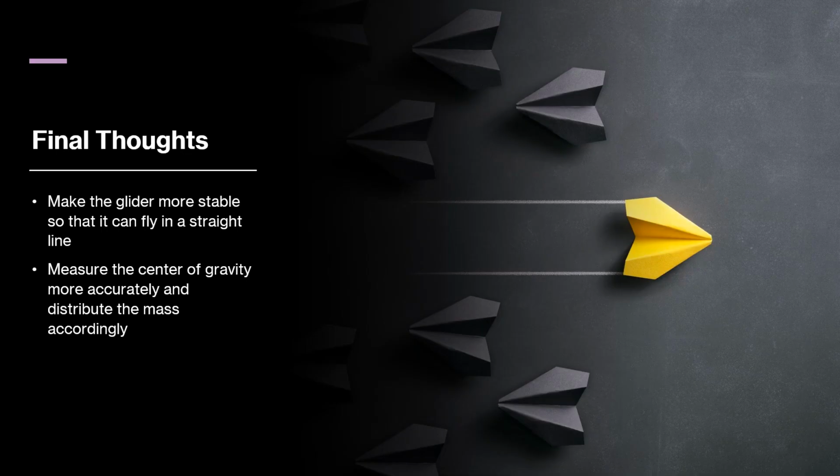The final thoughts about this project is that I could have made the glider more stable. As you can see in the testing video, it's moving more towards right because of the unequal weight mass distribution. So I could have made the glider more stable by accurately finding the center of gravity and adding extra mass at the right places and also distribute the mass accordingly.